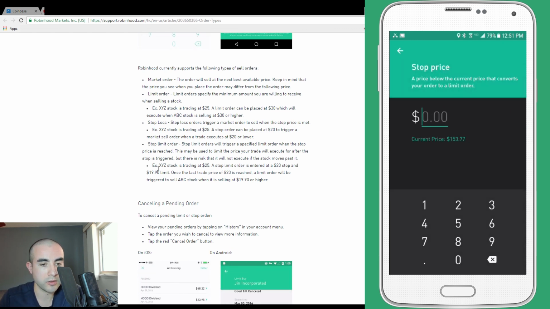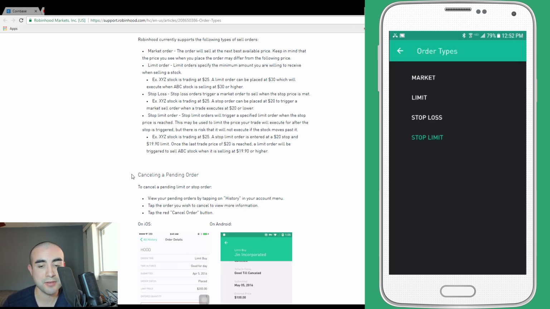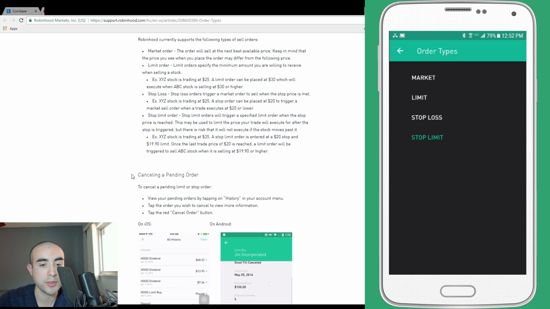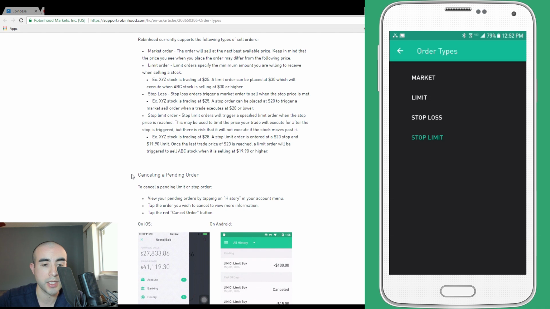All right, so now let's go over the last option, the stop limit order. And let's go back to the help article here. It says stop limit order. Stop limit orders will trigger a specified limit order when the stop price is reached. This may be used to limit the price your trade will execute for after the stop is triggered, but there is risk that it will not execute if the stock moves past it.